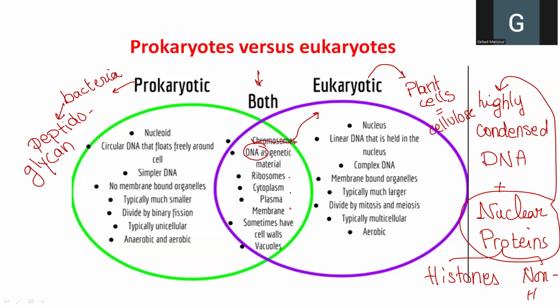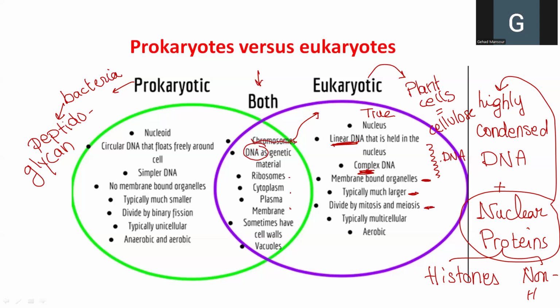And then in eukaryotic cells, we have a true nucleus, and we have the chromosomes, because when DNA is folded, it forms a linear structure. So the chromosomes are linear. It is complex DNA because it is attached, as we said before, to histones and non-histones. There are organelles. There are different types of organelles, more than the ribosomes, and they are bound by membranes, whether a single membrane or a double membrane. Eukaryotic cells are typically larger.